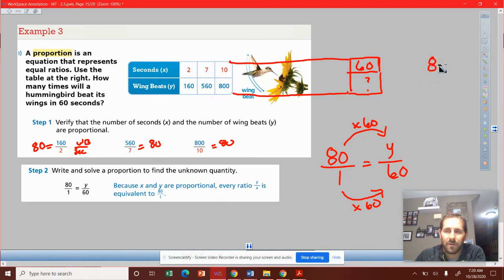So 80 times 60, however you want to do it. I'm going to ignore the zeros. 8 times 6 is 48, and then I'm going to combine those zeros back down. So 4,800 beats is what it can do.